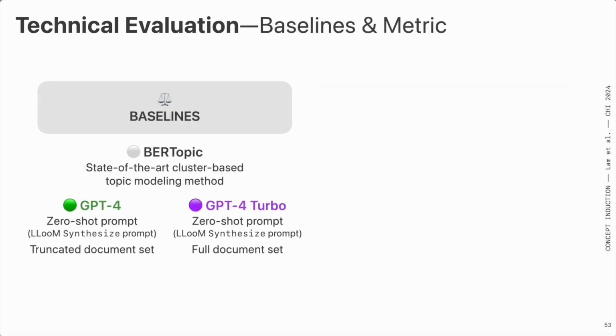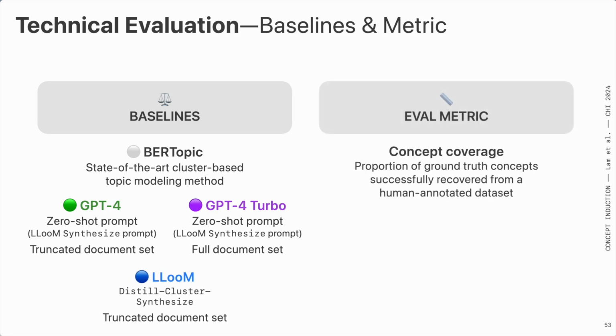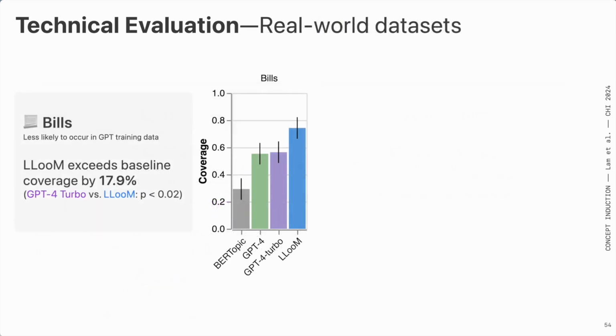For our baselines, we compare against BERTopic, representing the state of the art in cluster-based topic modeling, and then we compare against base LLMs, GPT-4 that has a smaller context window, and GPT-4 Turbo that has a larger context window to fit documents. For parity, we prompt the base models with the same LLooM synthesized prompt. We of course compare these against LLooM, and we evaluate these methods based on concept coverage, the proportion of ground truth concepts that a method successfully recovers.